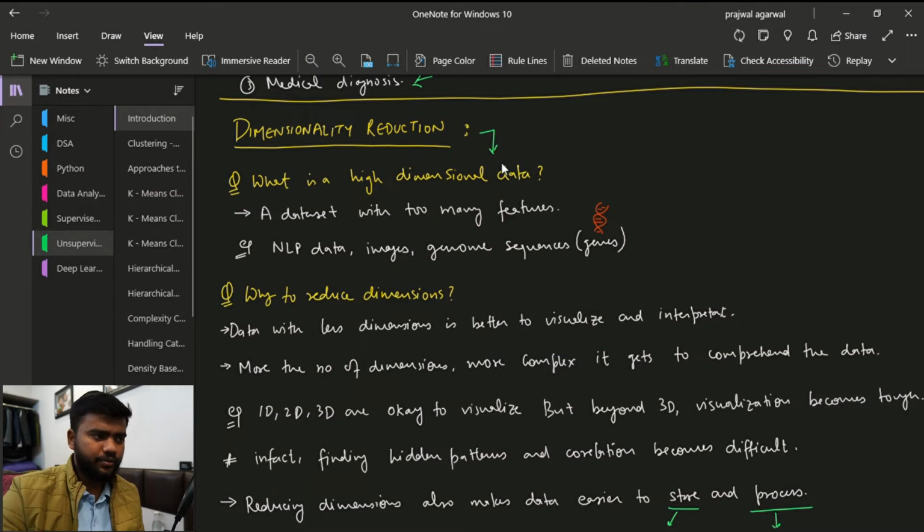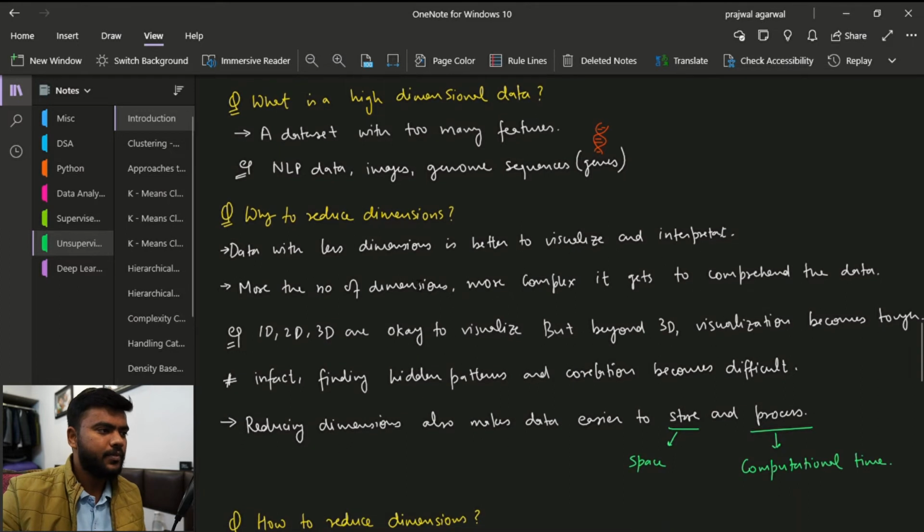For example, our voice has too many features, and a lot of those features are very irrelevant. So what is the idea of dimensionality reduction? The idea is to eliminate the irrelevant features. And even from the relevant features, extract the information in such a way that we do not need a lot of features.